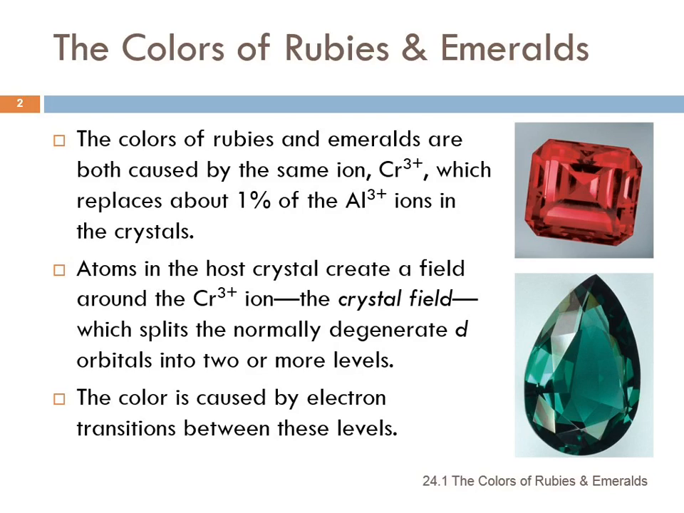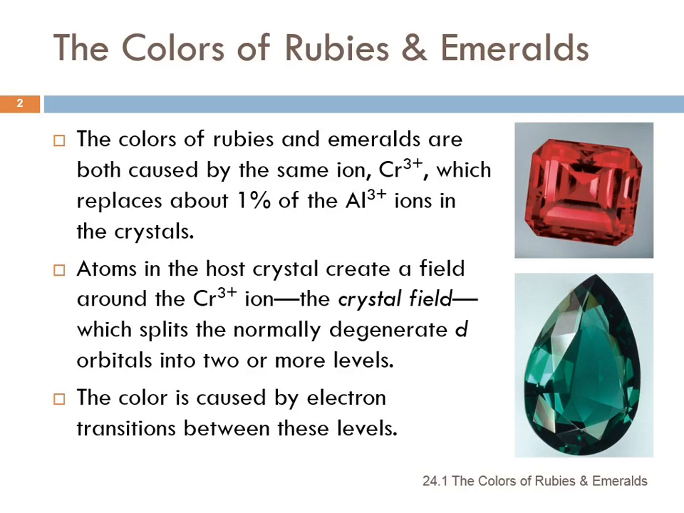color. But how do we get two very different colors from the same ion? So it turns out that the atoms in the host crystal that are around the chromium ion create a field, an electric field around it. It's called the crystal field. And that splits the degenerate d orbitals of chromium into two or more levels.